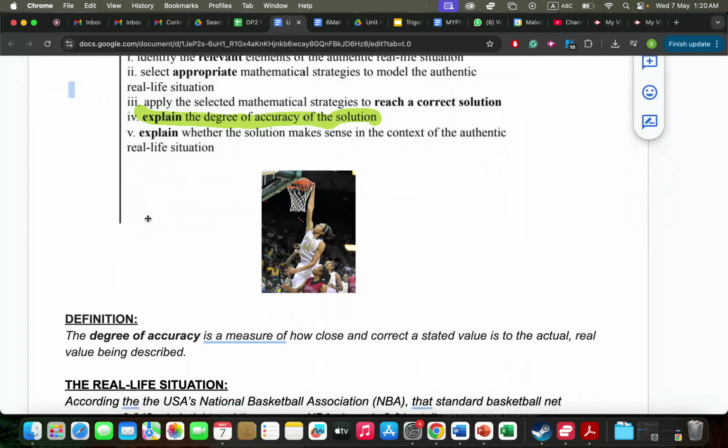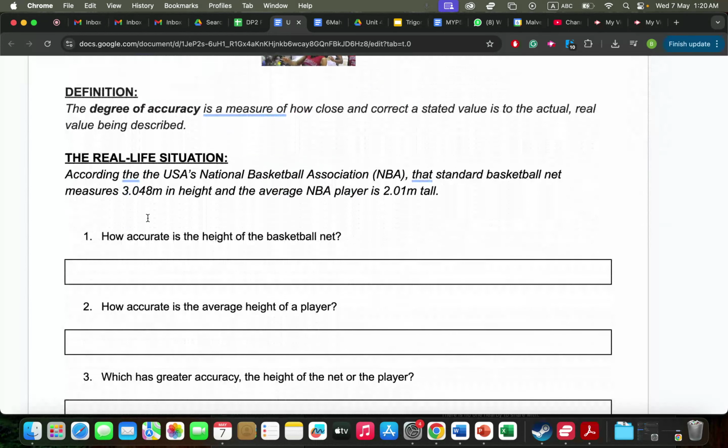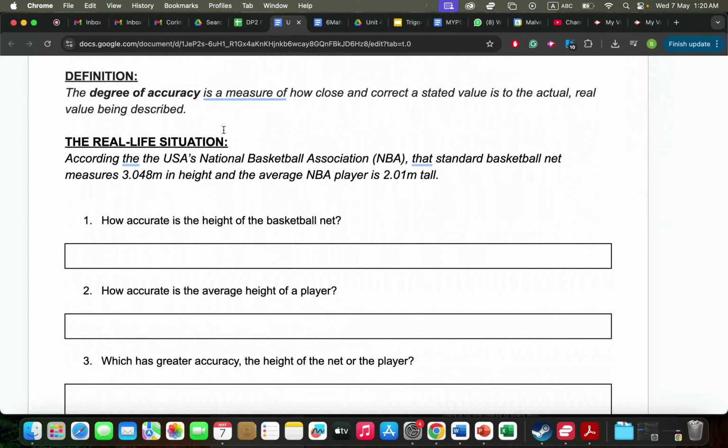Okay, so the definition of degree of accuracy is basically the measure of how close and correct a stated value is to the actual real value being described. Now this is obviously just a definition that has been taken online, but we're gonna unpack this, and we're gonna see how this actually makes sense.